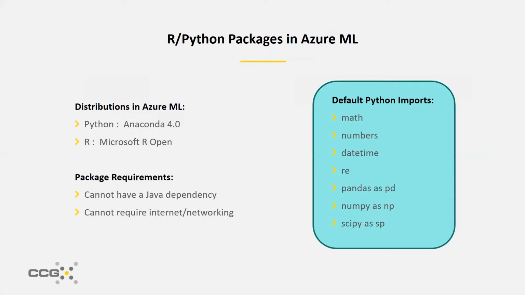If you need something outside of what's pre-installed, you can add that in. It just takes a little bit of an involved process, a little more than what I'm going to cover here. But you just got to remember that if you want to add bonus packages, they can't have any Java dependencies, and they can't be required to connect to the internet or a network. On the right is a small collection of packages that are pre-imported: math, numbers, date, time. Typically, people find that if you're going to be using Python inside Azure Machine Learning, you're going to be using these anyway, so they don't require you to explicitly write import pandas.